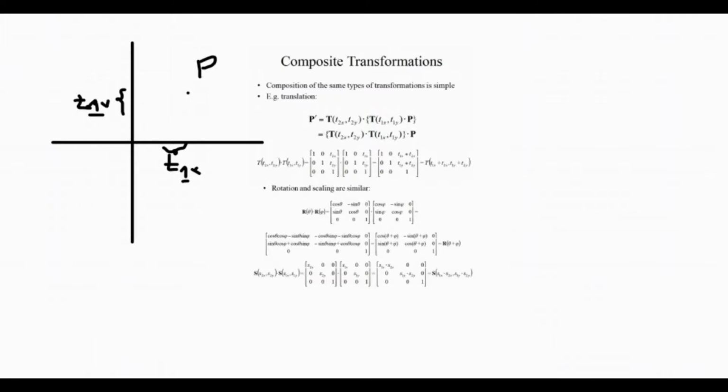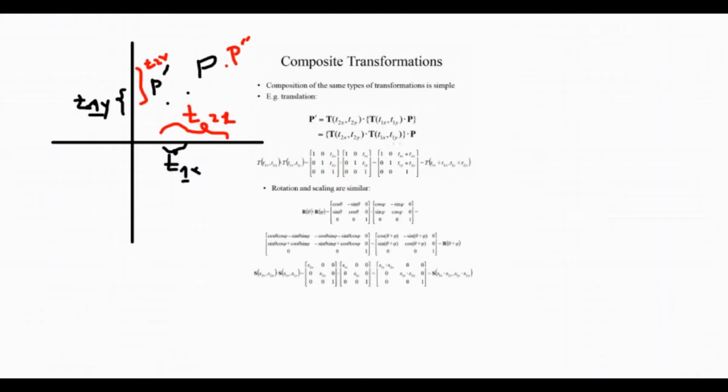So by applying this transformation, your resulting point P dash will be somewhere here. Then onto this P dash, you have to apply this translation once again by an amount of t2x and t2y to get the resulting point P double dash. So this is the idea behind composite transformation. If you know the entire sequence of transformations, you can represent your transformation matrix like this by combining these two transformations.